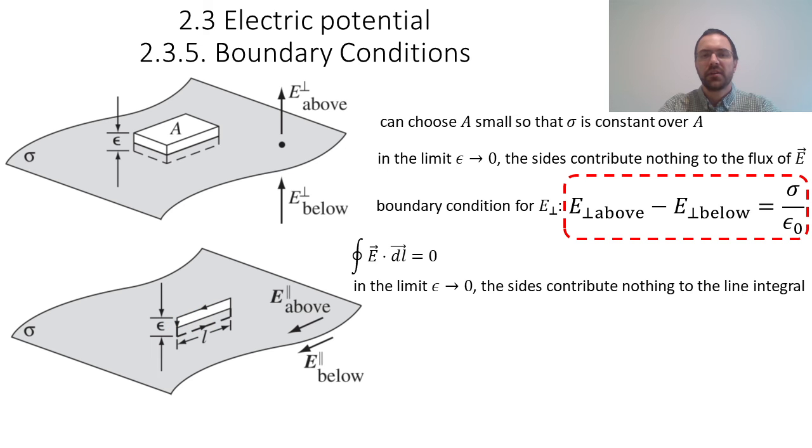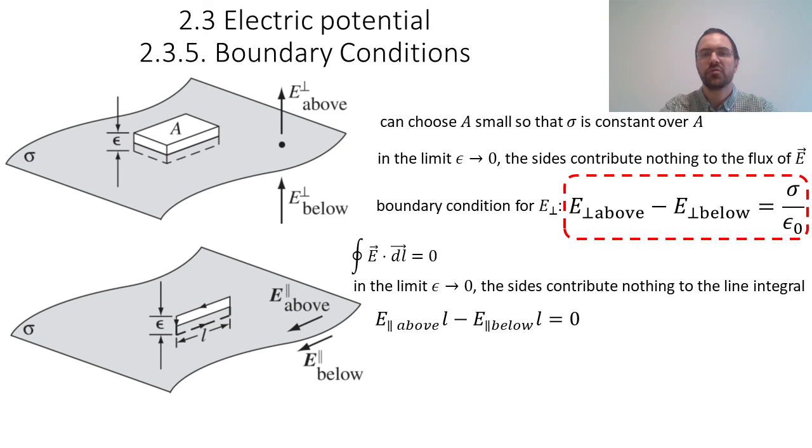And when doing the integral along the sides, the component that is perpendicular will contribute, but in the limit of epsilon tends to 0, the sides contribute nothing to the line integral. So again, when we consider the electric field just at the boundary, in the limit of epsilon equal to 0, we only have the contribution from the length L on top and the length L below the surface. So the integral along the loop is 0, which gives us that E parallel above times L minus E parallel below times L is equal to 0.